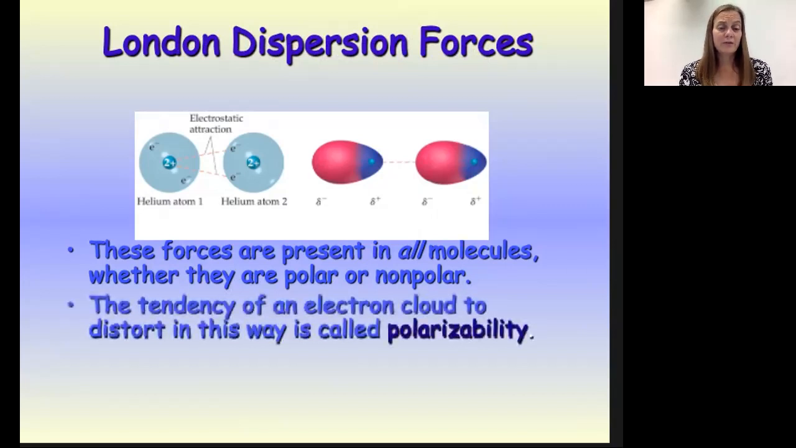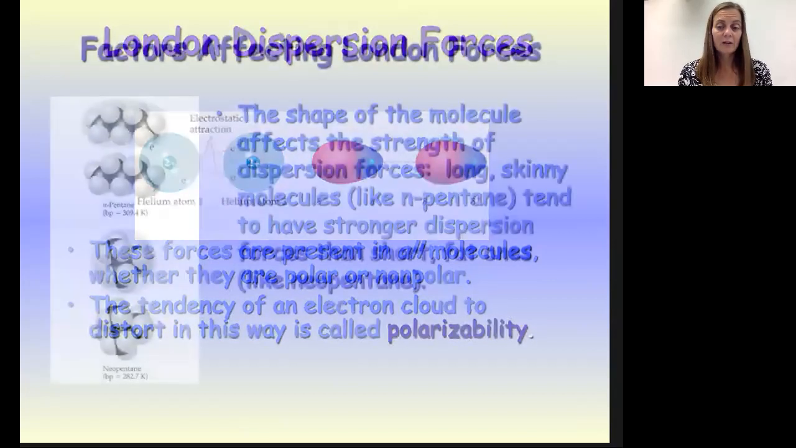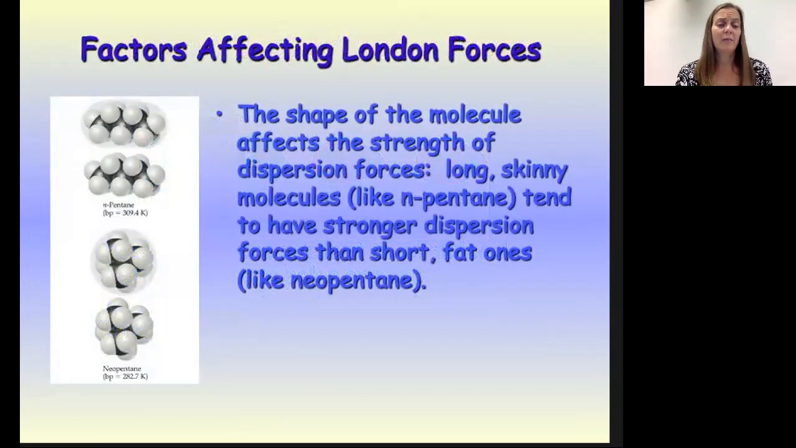So London dispersion forces depend on this polarizability, this ability of the electron cloud to become distorted and have a partial positive and a partial negative charge. Therefore, the more polarizable the molecule is, the stronger its London dispersion forces are going to be. So what are some of the things that can make a molecule more polarizable?